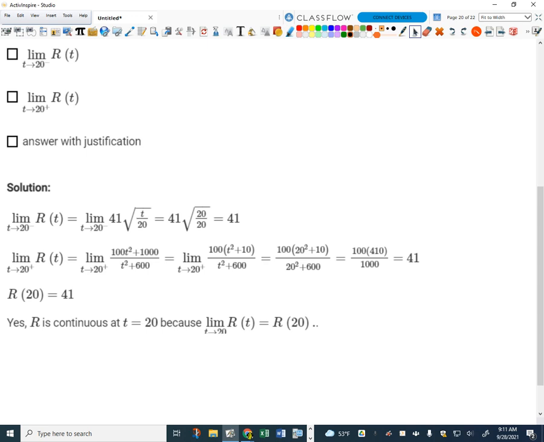I would add one more little thing here that they didn't do. I would take these two pieces and say, therefore, the limit of R of t as t approaches 20 is 41, because the two one-sided limits agreed. Questions? Oh, I guess they said it down here. Never mind. Yes, R is continuous at t equals 20 because the limit of R of t as t approaches 20 equals R of 20. How are we doing? 1 to 5? Good?